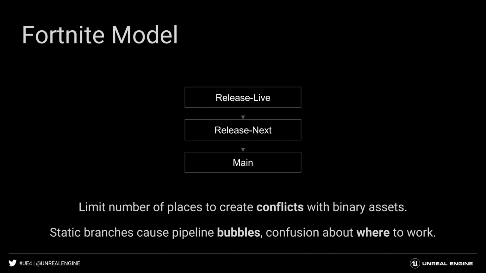So we've moved to this model for Fortnite initially. And the idea here was just to have 3 streams, to reduce the number of places where these conflicts can occur. And the 3 streams were the main stream, where we are editing or doing most of our future-looking content development. We have the next release, which is a place where we're stabilizing a release just before we give it to the public. And we have the live version, which is what's out there right now.